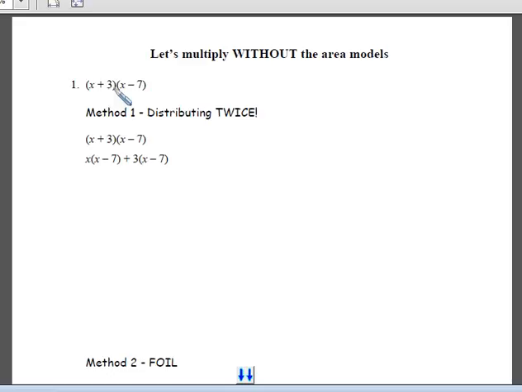So you've got x plus 3 times x minus 7. Basically what you do is take this first binomial and break it apart. And it's two parts. We have x and we have plus 3. Then in parentheses, you put the other binomial, all of it. And then you do your double distributing.